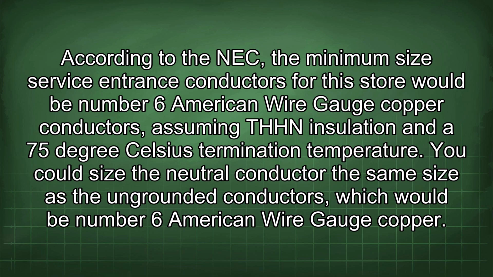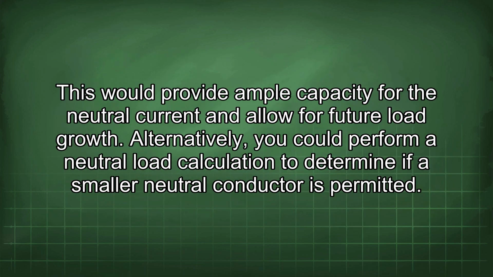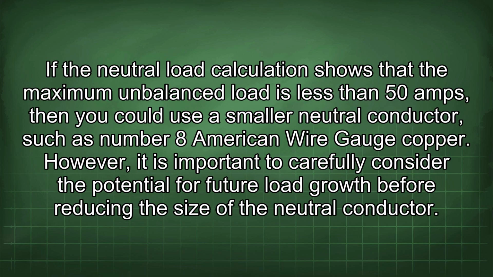You could size the neutral conductor the same size as the ungrounded conductors, which would be number 6 American wire gauge copper. This would provide ample capacity for the neutral current and allow for future load growth. Alternatively, you could perform a neutral load calculation to determine if a smaller neutral conductor is permitted. If the neutral load calculation shows that the maximum balanced load is less than 50 amps, then you could use a smaller neutral conductor, such as number 8 American wire gauge copper.